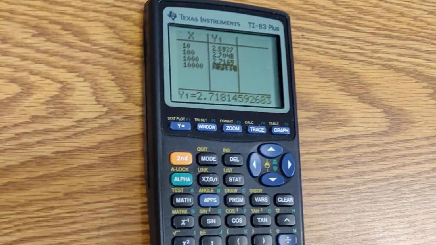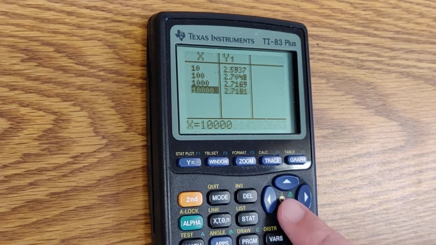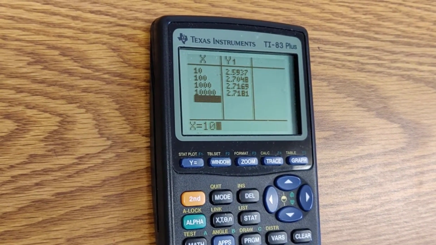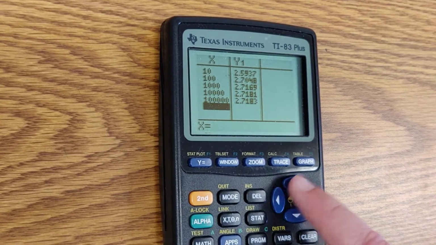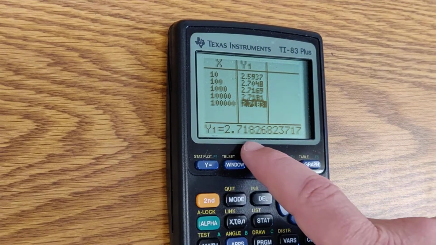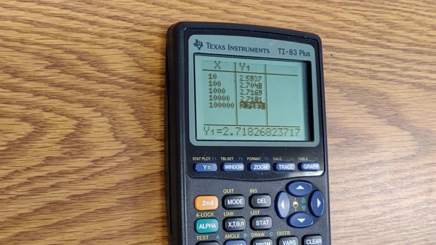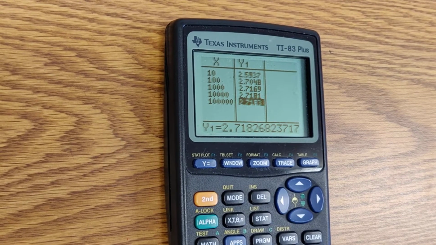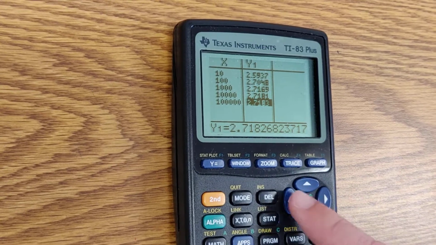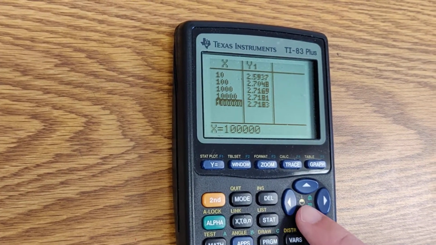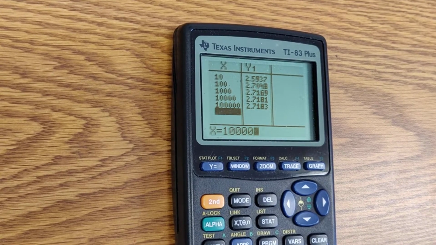Let's input a few more numbers. We're going to now look at 100,000. We get 2.71826. So we're off right now by about 2 hundred-thousandths. So our approximation right now is good, and we're only up to 100,000, which is not terribly big. Let's try 1,000,000.